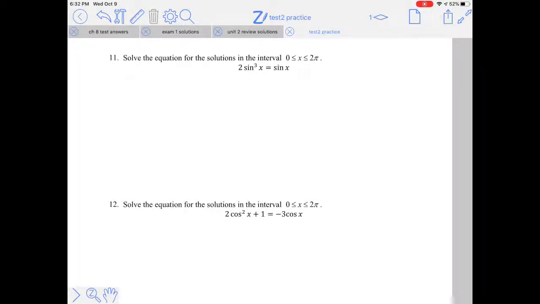Suggestions. Minus sin x on the right. So are we just trying to solve for x? We're trying to solve for x. Sine. That's a good way to start. Subtract sine x on both sides.